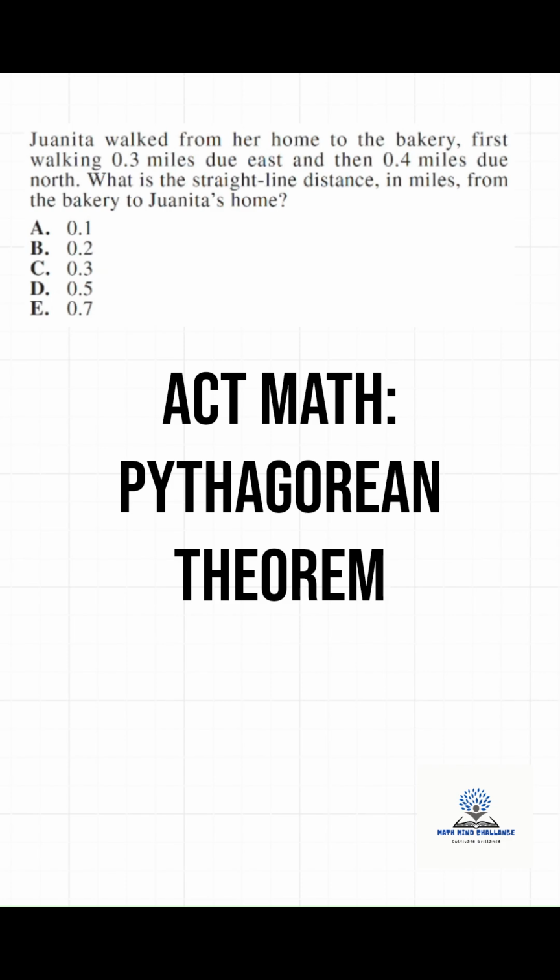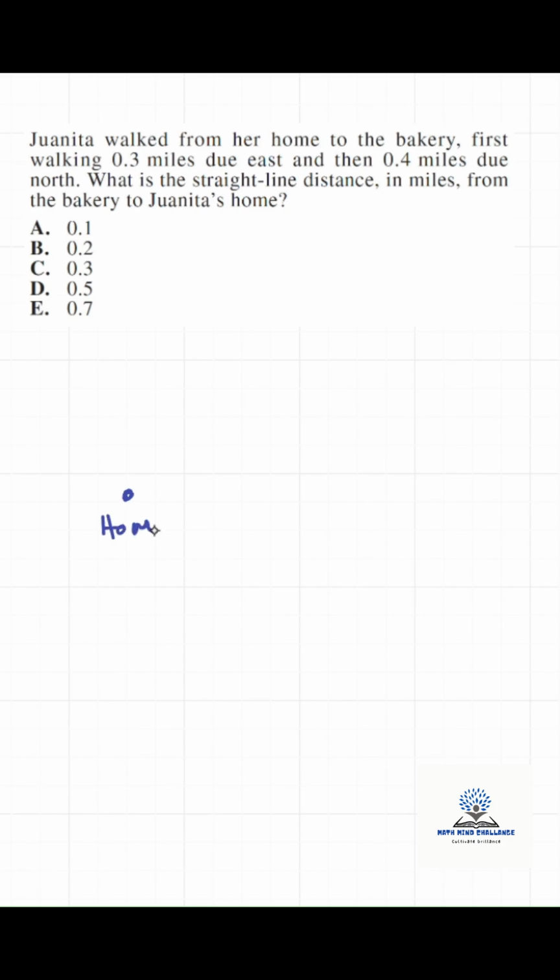This question is asking for the straight line distance in miles from the bakery to Juanita's home. So let's see what we got here. She's walking from her home to the bakery. We'll call this her home. She's going to walk 0.3 miles due east, so we'll represent that this way, and then 0.4 miles due north. And that's the bakery right there. And we want to know this distance.